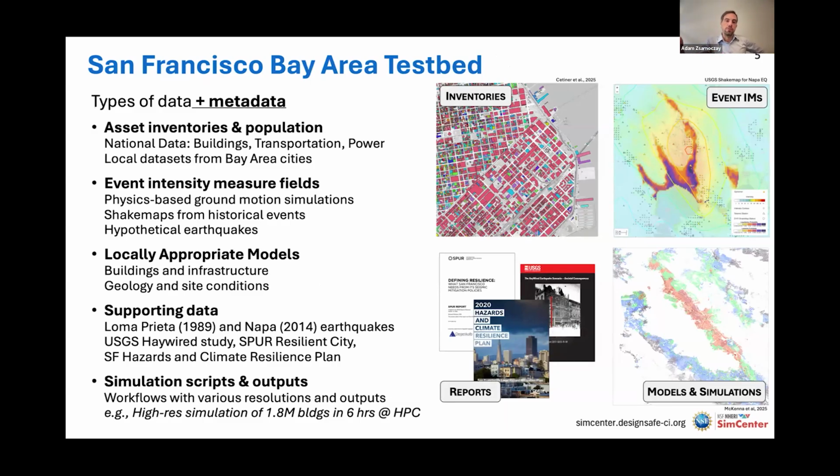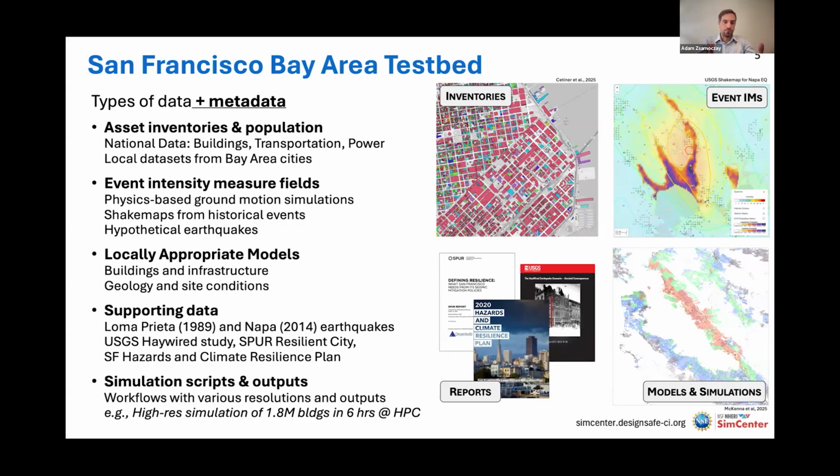So when it comes to the San Francisco Bay Area testbed, here is a list of data that we believe would be helpful for research in this area. And of course, all of these data come with appropriate metadata to help you understand the context it was created in and the limitations that come with it. You can see that there's inventory data, including national data sets, and our BRAILS++ tool can help create inventories of buildings, transportation, and power networks for the area using that data. But there's also very valuable local data in the Bay Area because a lot of cities collect such data and make it available online. We have intensity measure fields from various different modeling approaches for earthquakes.